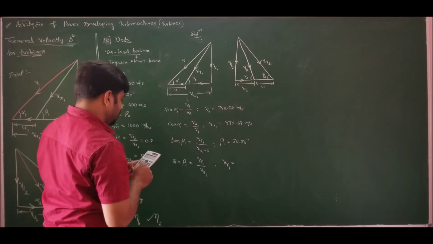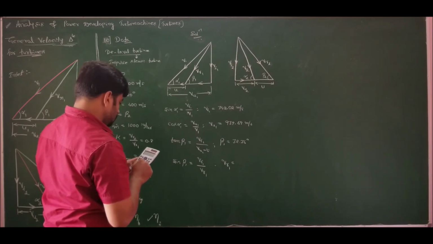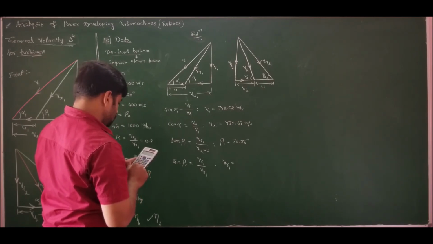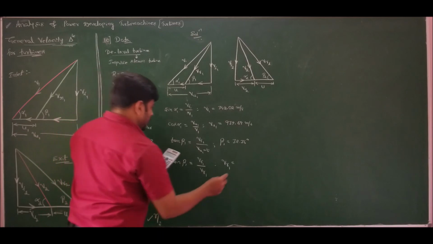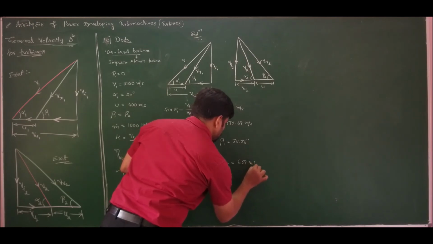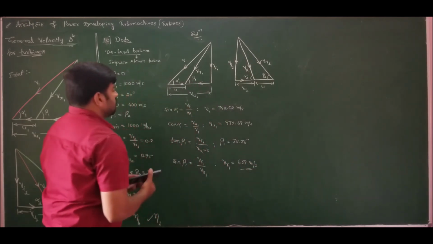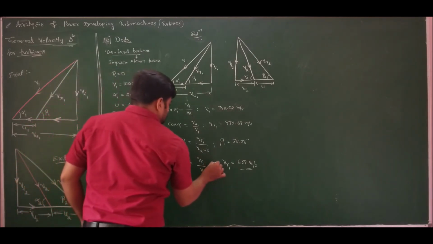Find the value of VR1, which is VF1 by sin beta 1. If I solve, I will get VR1 as 639 meters per second. So this completes all the velocity components of the inlet.